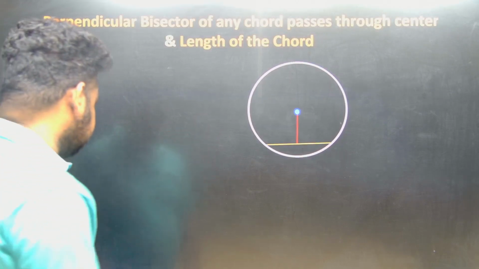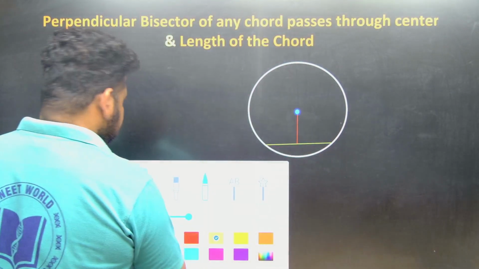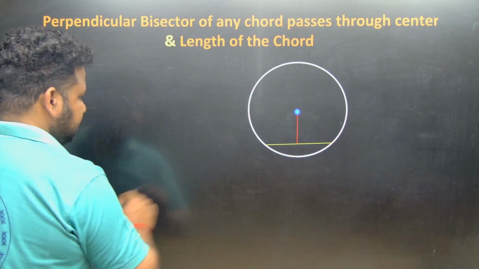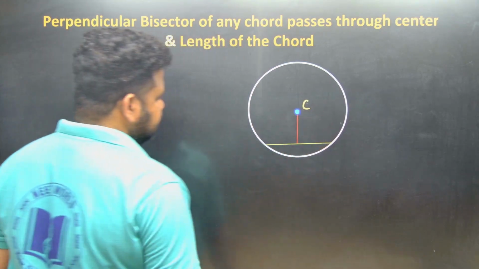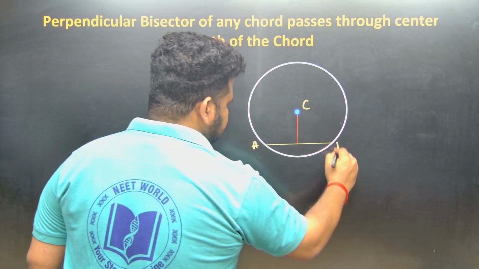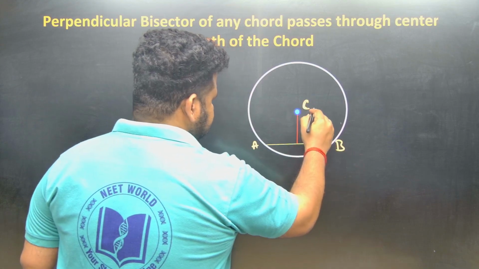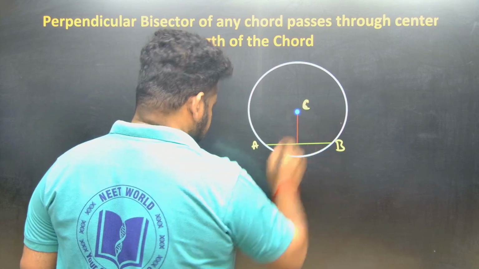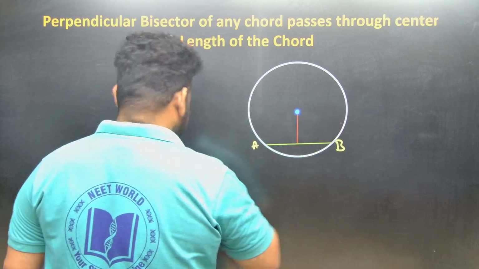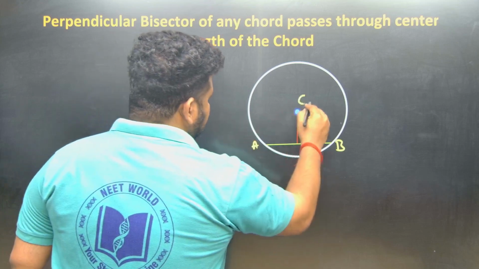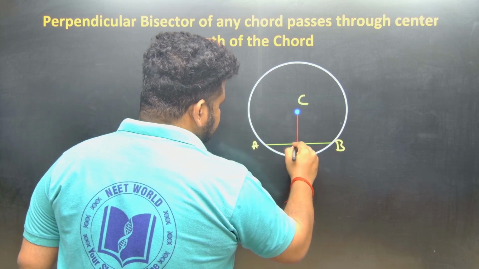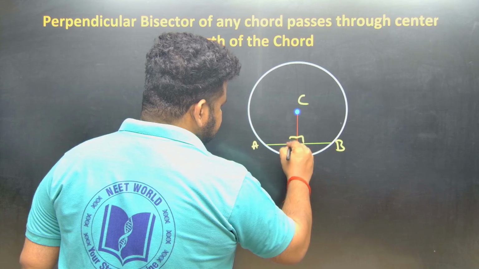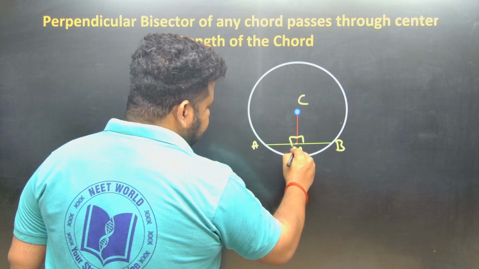Now, see here, a circle is given. Let this be the center, and let AB be the chord here. Let this be point M. This is bisecting. Perpendicular bisecting means this is 90 degrees, and it is the perpendicular bisector.